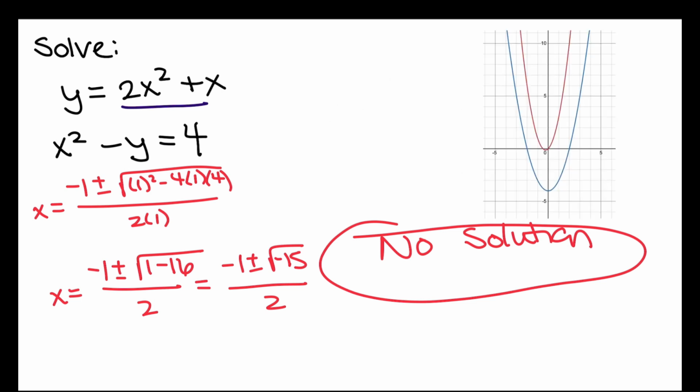Graphically, what that means is the two functions are never intersecting. We have two different parabolas. y equals 2x squared plus x is shown in red, and then x squared minus y equals 4 is shown in blue, and these two parabolas never end up crossing each other.